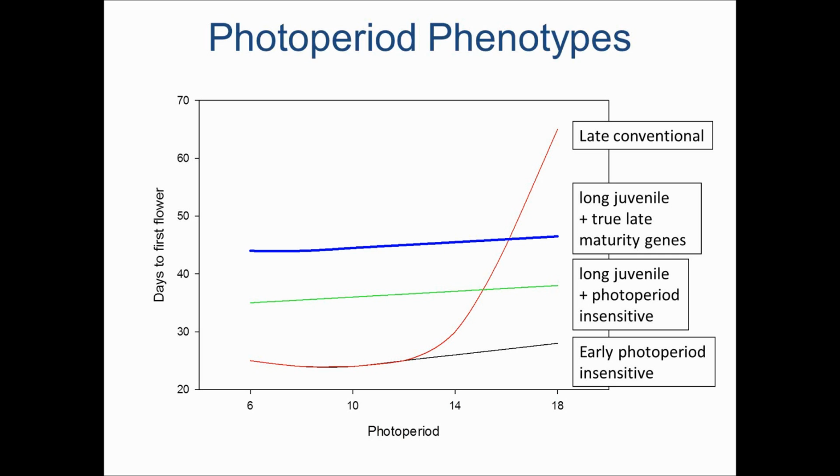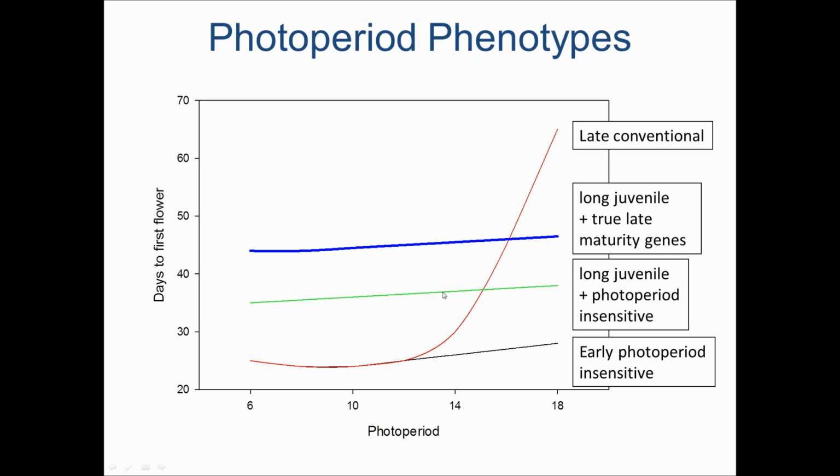So these are the photoperiod phenotypes as I see them. The black line on the bottom here is an early insensitive type, which is responding little to photoperiod. Then the red line is a typical temperate later maturing line, so as the days get longer it has quite a large response to photoperiod. So moving it north we get too late, too tall, too late. Moving it south we get too short, too early.